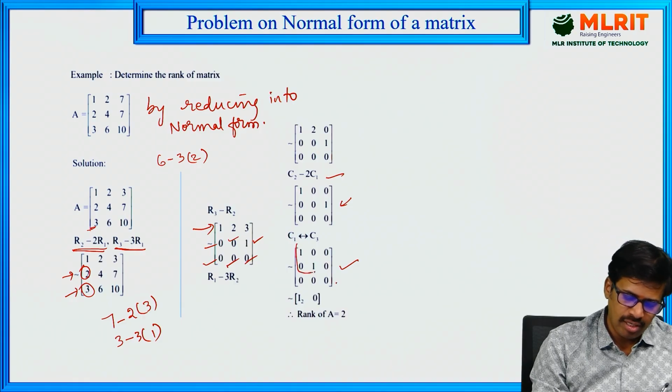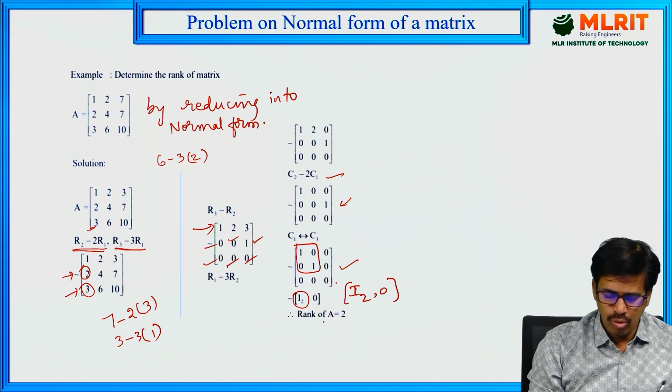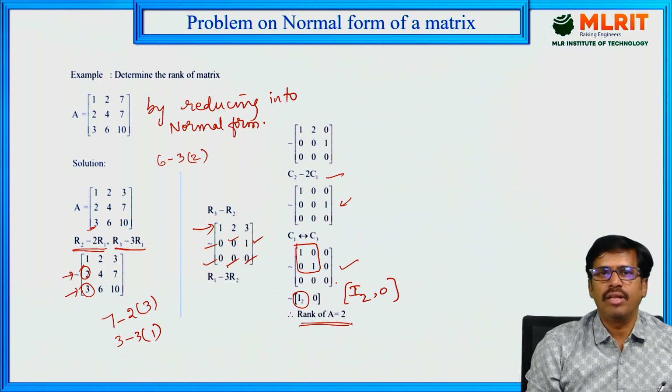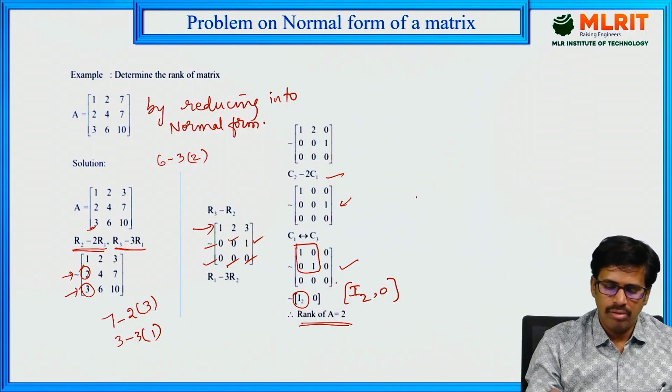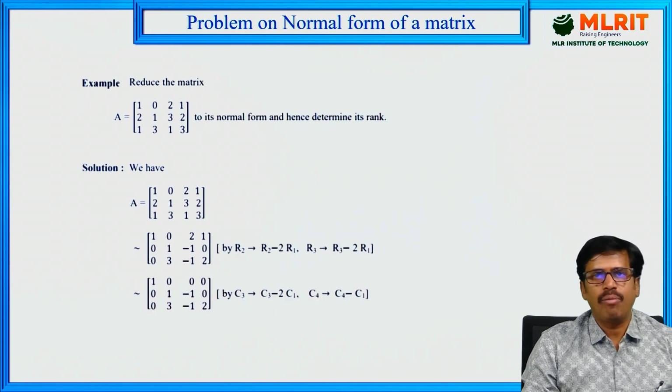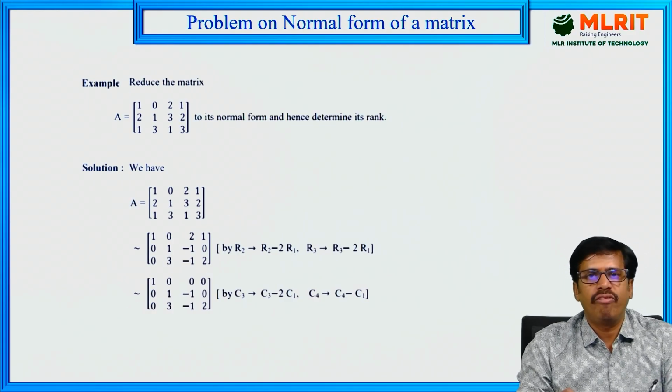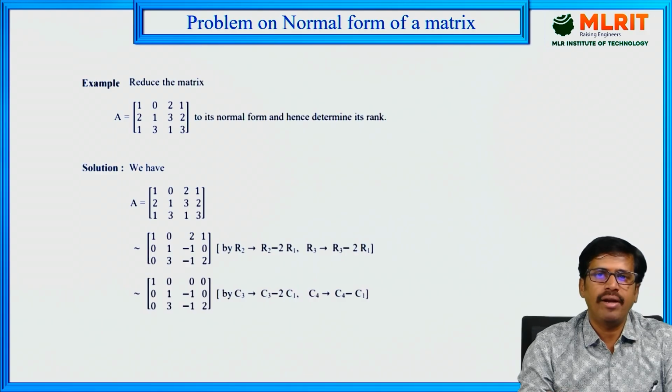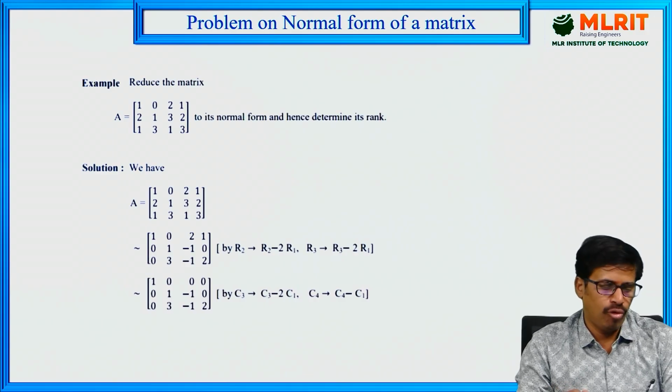This is the 2 by 2 matrix, that's why I am writing I2. Identity matrix of size 2, remaining all elements are zeros. So we call the rank of the matrix is 2. Let us see one more example to find the rank of the matrix by reducing it to normal form.